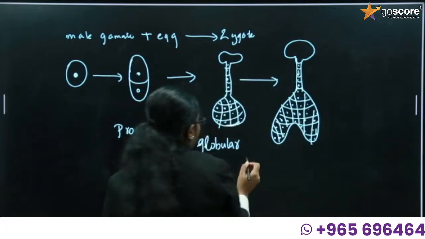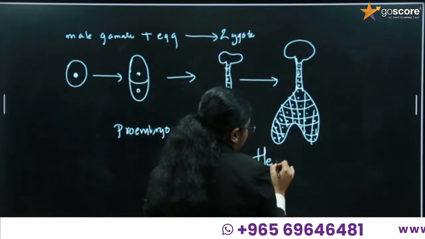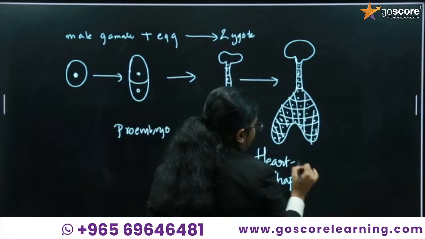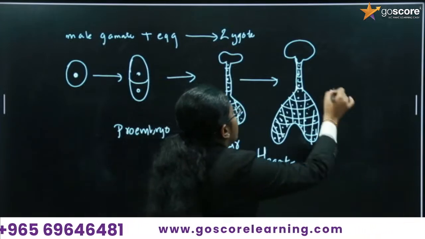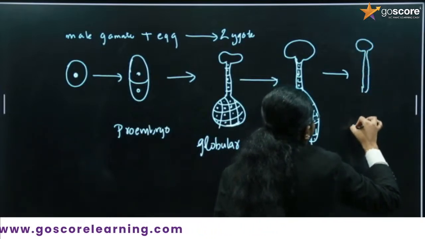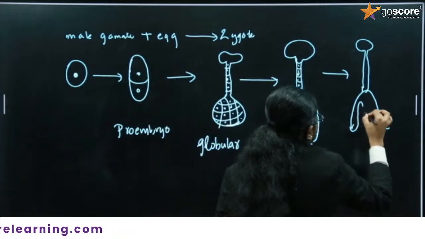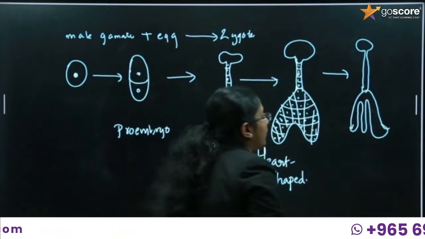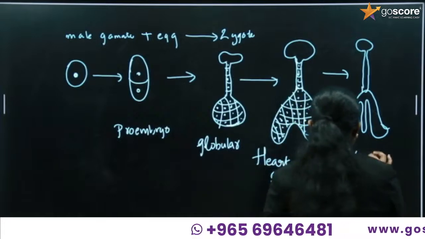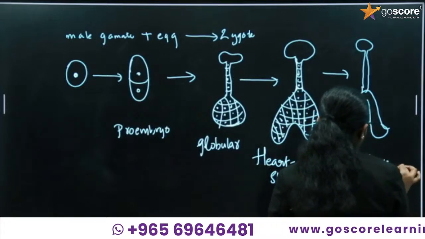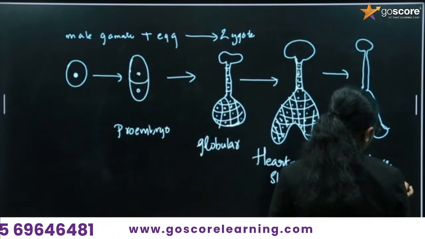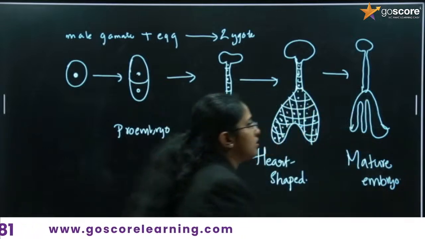So from globular embryo, it forms heart-shaped embryo. From heart-shaped embryo, it forms a complete embryo, that means a mature embryo. These are the major phases of the formation of embryo. So you have to study this for 2 marks or 1 mark, there is a chance of asking this question.